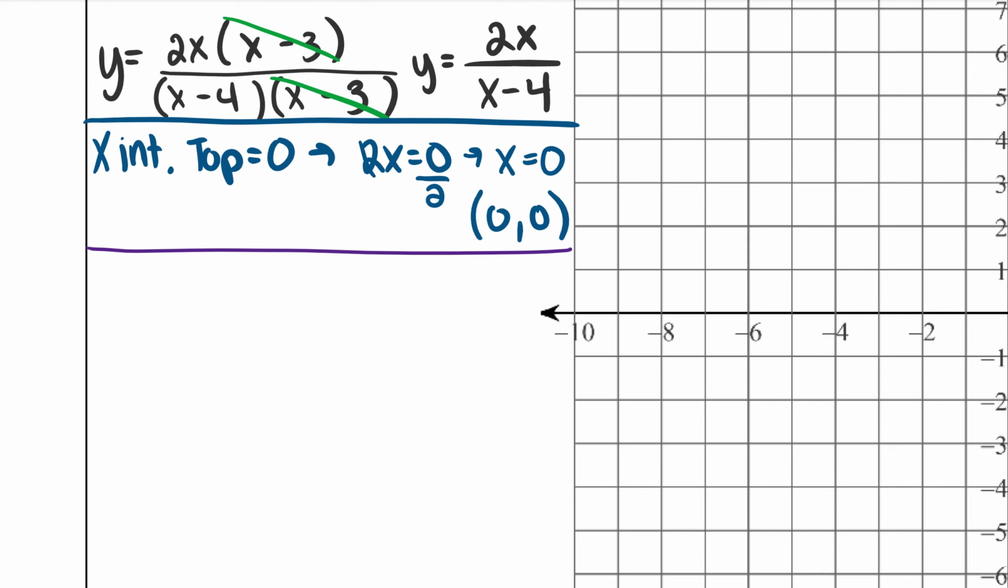All right, next thing is vertical asymptote. So for vertical asymptote, I set the bottom equal to 0 and solve for x, right? So the bottom of my equation, x minus 4 equals 0. So if I add 4 to both sides, I would get x equals 4.